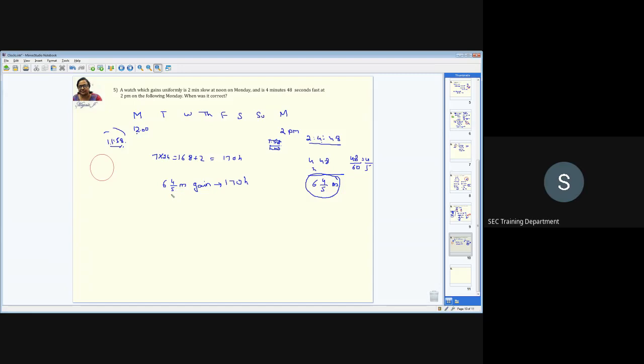Okay. So we are going to see in one minute how much is going to be the gain. So for 1 minute, it is 170 divided by 6 and 4 by 5. So when you go for 2 minutes, because this 2 minutes of lag has to come back, and then after that it starts gaining, there it's going to be 0, the correct time. So 2 minutes is nothing but 170 divided by 6 and 4 by 5, into 2. That's what you have to do. So when you calculate this, you're getting 50. That calculation I already showed you, right? So when you calculate this, you're getting 50 hours.